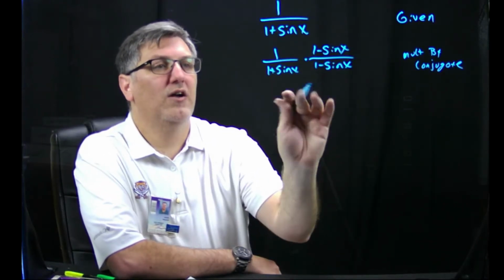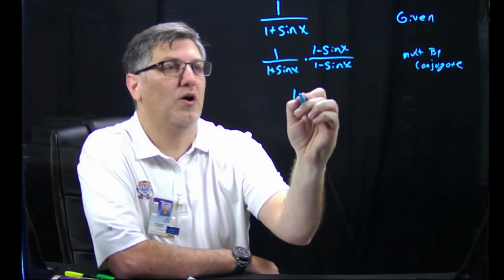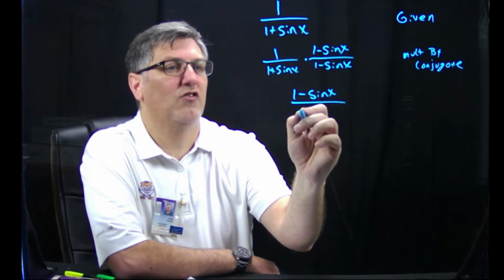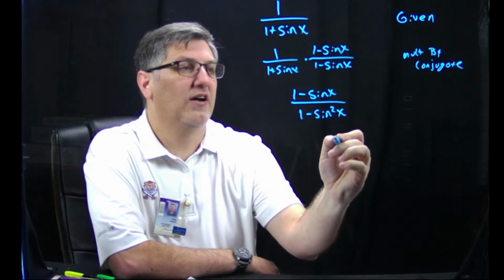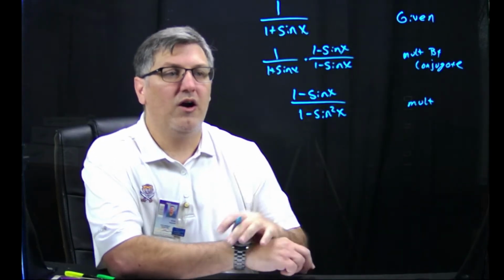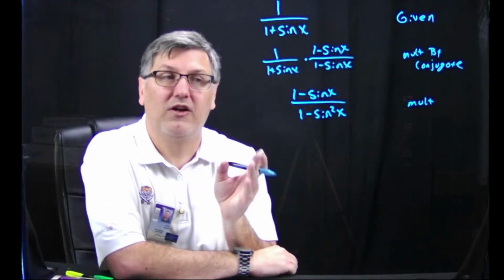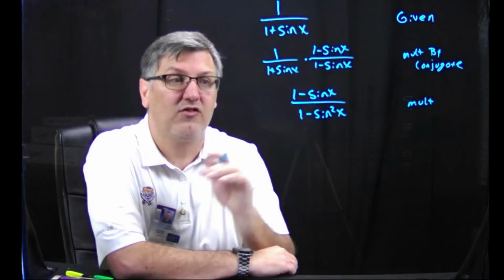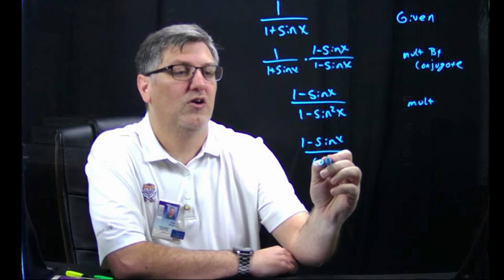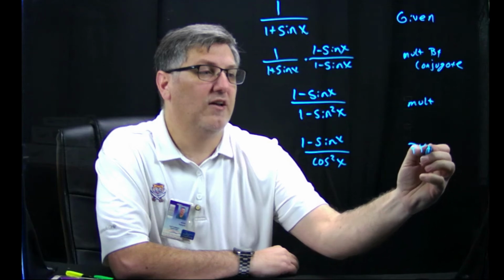All right, from here, the bottom multiplies nicely, and you'll see why we do the conjugate. The top, 1 times this, gives me just 1 minus sine x over, well, 1 plus sine x times 1 minus sine x is 1 minus sine squared x. And this is just multiplication. All right, 1 minus sine squared x, that's a Pythagorean identity. Because if I have sine squared x plus cosine squared x equals 1, I can solve for sine squared x, and I get cosine squared x. So I get 1 minus sine x over cosine squared x. This is just simply a Pythagorean identity.